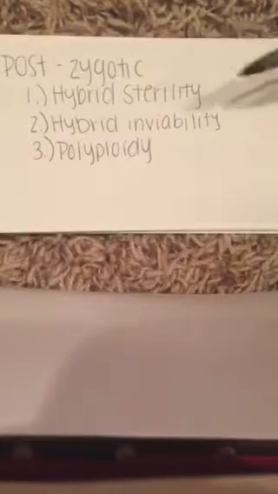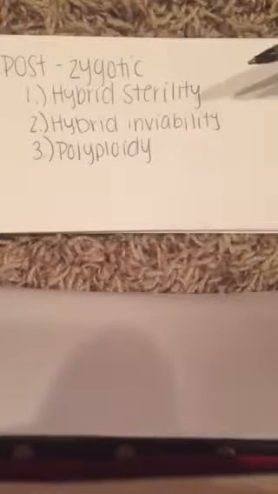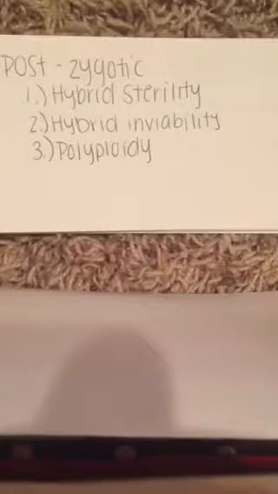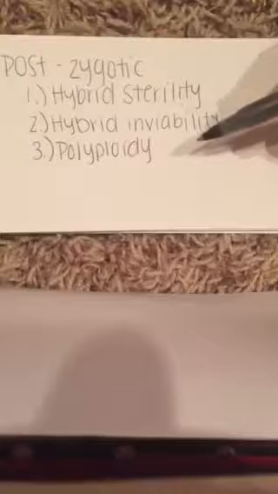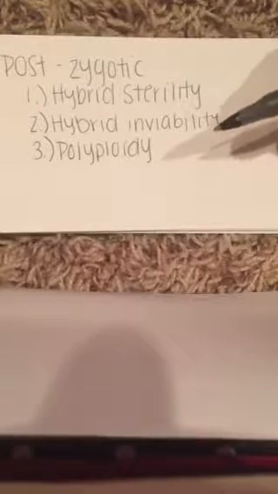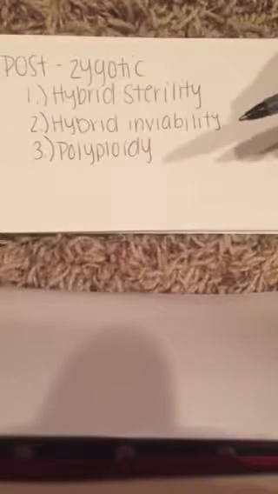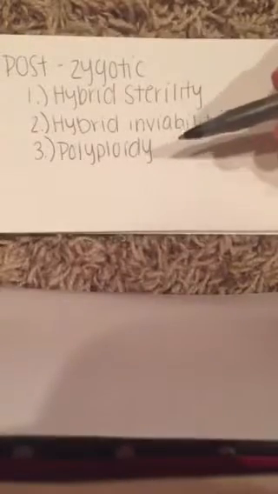Post-zygotic barriers include hybrid sterility. That's when two different species may mate and create new offspring. The second is hybrid inviability, when there are too many sex chromosomes, so they can't reproduce. The last is polyploidy, when the number of chromosomes in an organism's cell doubles. So they go from haploid to tetraploid, and the organism has more chromosomes than other individuals of the same species, which means they can't mate with other individuals. In animals, they usually die, but in some plants, they will survive.